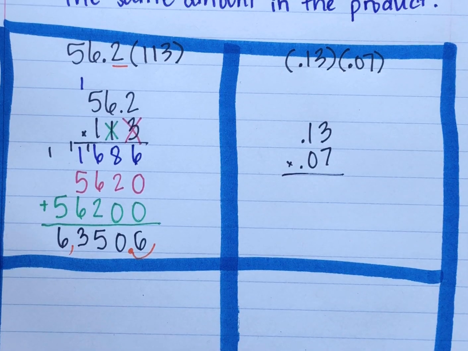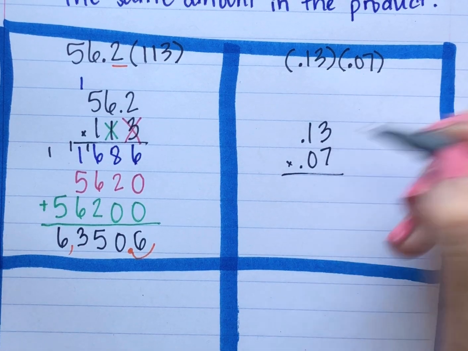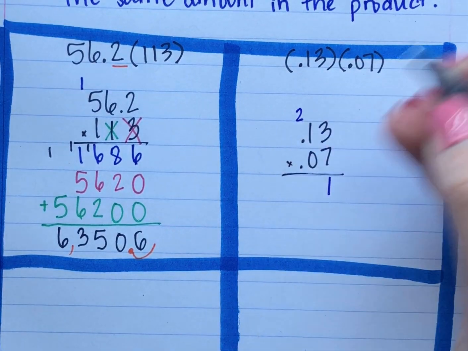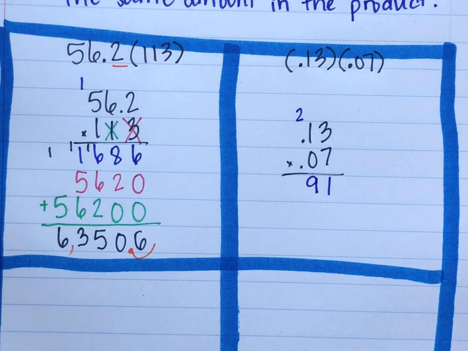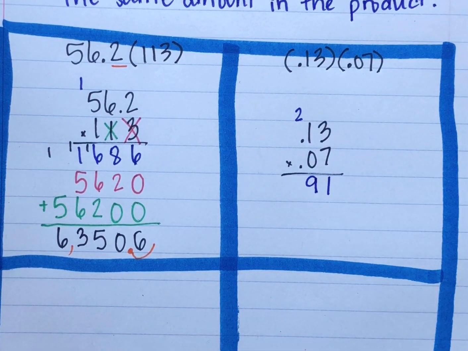All right, so let's do our multiplication. This one looks a lot more simple. 7 times 3 is 21. 7 times 1 is 7, plus 2 is 9. And I'm done with that row.